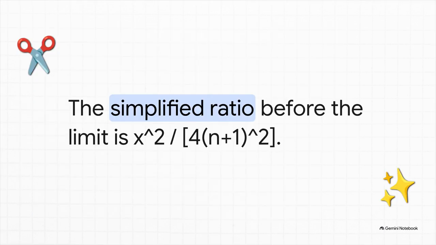After simplifying, crossing out our negative signs because of the absolute value, and canceling all our factorials and exponents, we get this beautiful, clean fraction, x squared divided by 4 times (n plus 1) squared. This sets us up perfectly for our final calculation. All the intimidating, scary parts of the Bessel function have just been distilled down into this highly manageable expression.